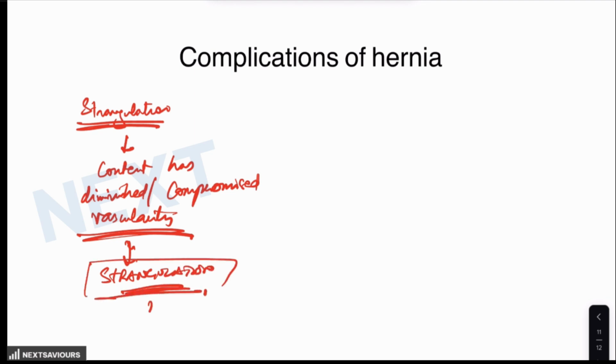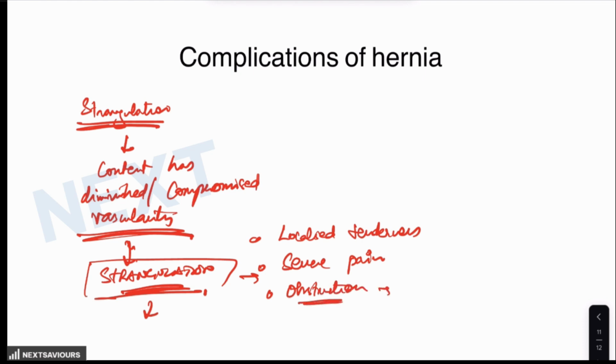Now, this strangulation will present, whenever we have the intestine or the bowel as the content, with signs of, first of all, localized tenderness and severe pain. Patients may present with obstruction. Obstruction means there will be abdominal distension, there will be vomiting, there will be severe pain in abdomen, there will be obstipation. Obstipation means inability to pass both feces as well as flatus.